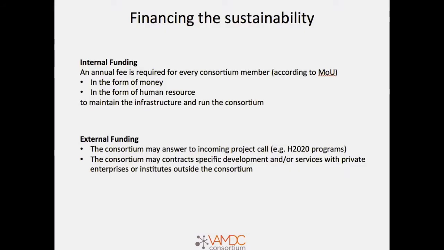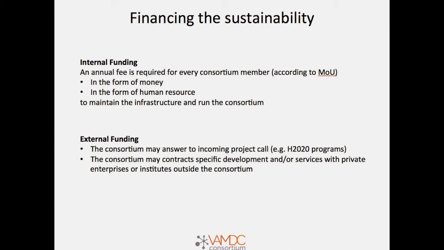We conclude with this slide on how to finance the sustainability. The consortium is funded by internal funding. An annual fee is required from every consortium member according to the MOU, in the form of money or in the form of human resources. These are used for maintaining the infrastructure and running the consortium.